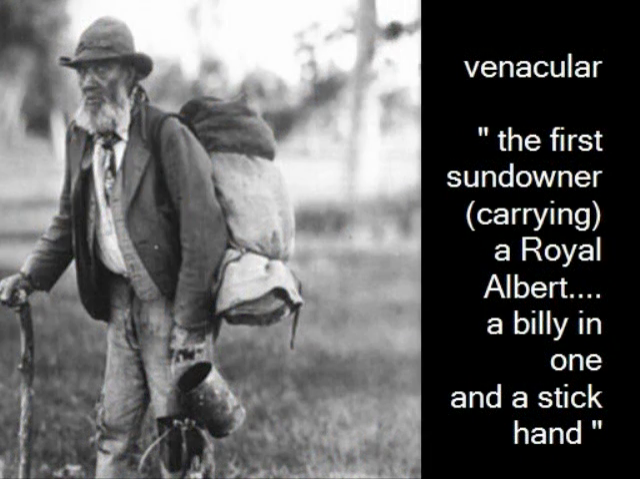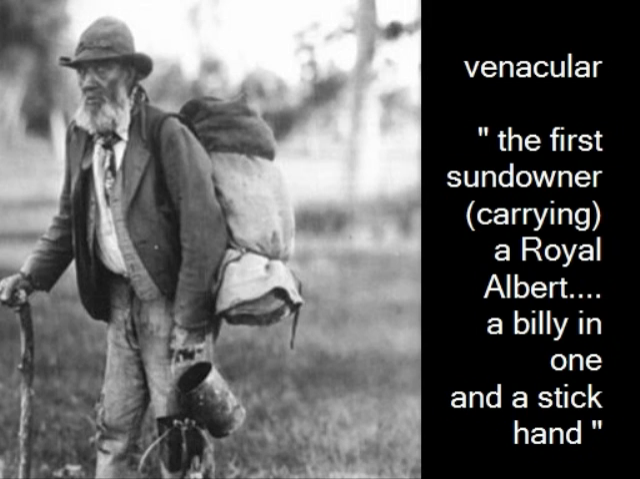Now, while this is a sketch, there are a couple of moments of tension, and one of those is, and it's portrayed using the vernacular, of the sundowner carrying his Royal Albert and his billy in one hand and a stick in the other.